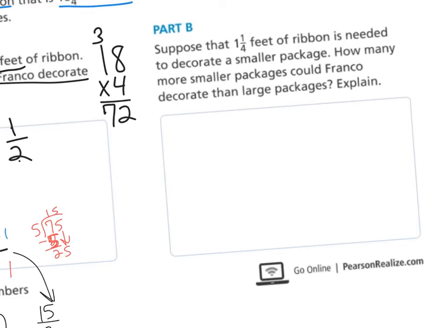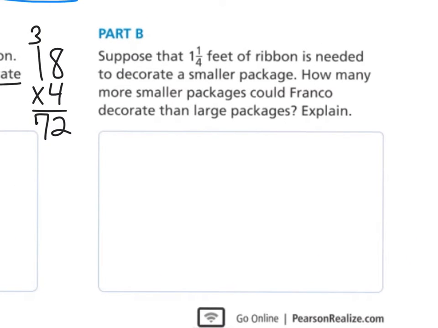Then part B: suppose 1 1/4 feet of ribbon is needed to decorate a smaller package. How many more smaller packages could Franco decorate than large packages? Alright, so this has got a little bit to it here. We got to think a little bit.